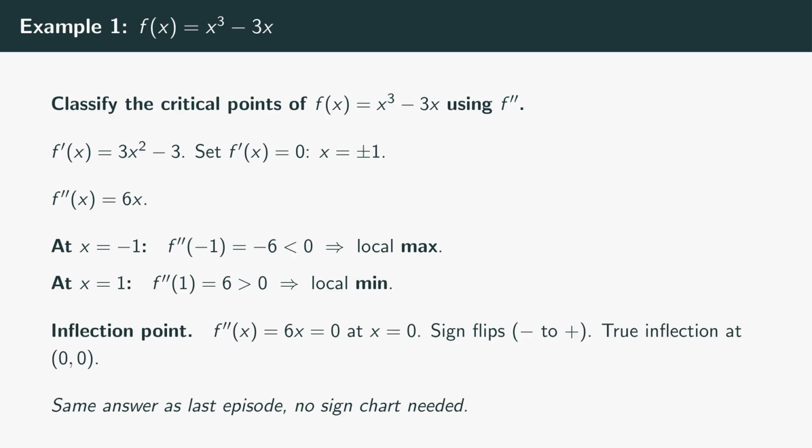The curve is concave down on minus infinity to 0, concave up on 0 to infinity, with the inflection right at the origin. We now have the complete shape, rises to a peak at minus 1, 2, descends through the inflection at the origin, continues down to a valley at 1, minus 2, then climbs again.